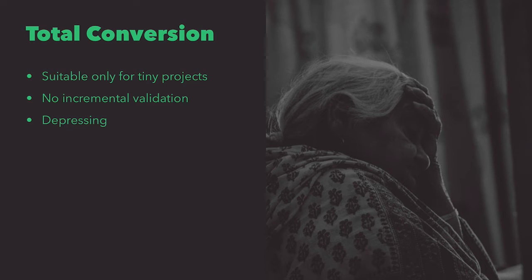And what this ends up leading to is you working on a bunch of code that you can't test or validate, and you don't know if it works, and it ends up getting very depressing. And I don't think anybody wants that. Now, if you have a very small application, less than a couple hundred lines or something, or a toy app, then absolutely a total conversion is a good choice. But for any sophisticated application, it's really not going to help you out.